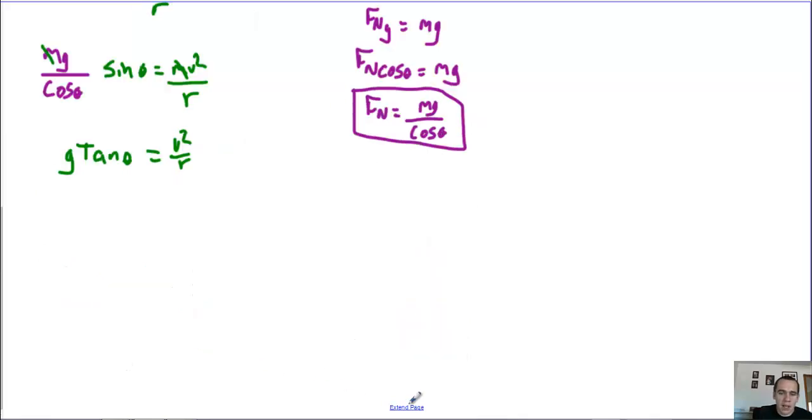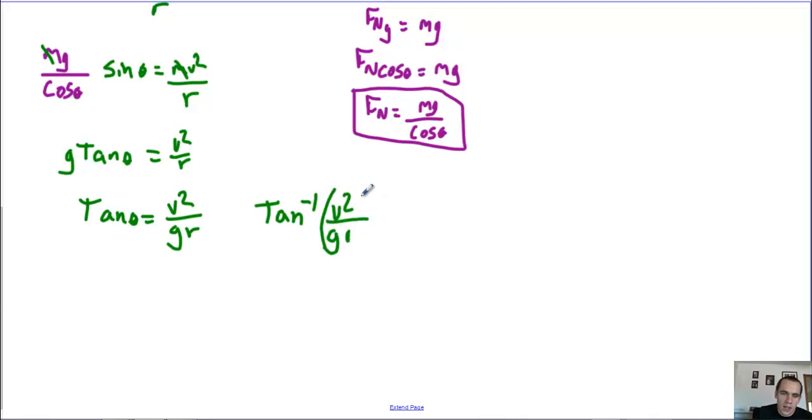All of a sudden, this problem just got a whole lot simpler. I can divide both sides by g, so the tangent of theta is equal to v squared over g times r, and then I can take the arctangent, or on your calculator, that's the tangent to the -1 power of both sides. So arctangent of v squared over g times r is equal to the angle we want to bank this road at so that friction is not required to turn the corner.